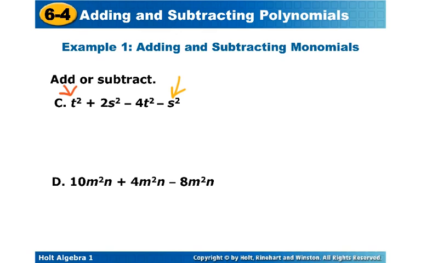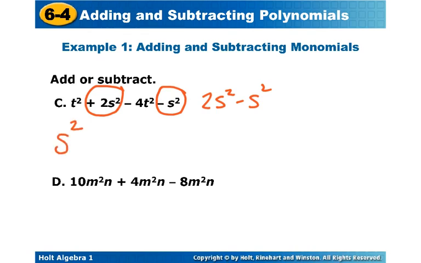So if I do my s's first, I'm going to have positive 2s squared and then a negative s squared. That's like saying 2s squared minus s squared. So I'm just going to write that off to the side for you guys. And that just gives me 1s squared. So I'm just going to write s squared. And then going through the t's, I have positive t squared and then negative 4t squared.